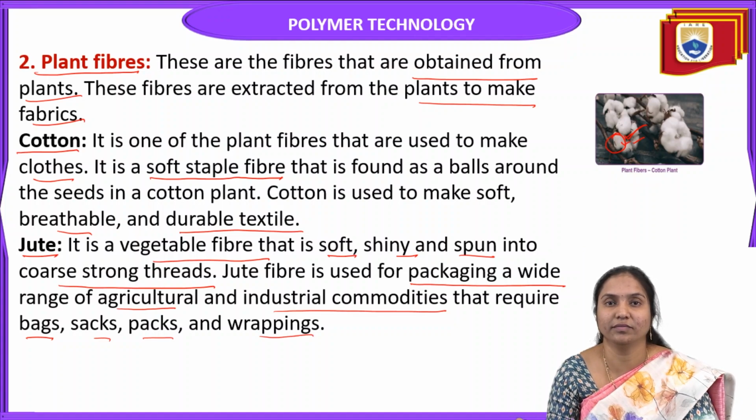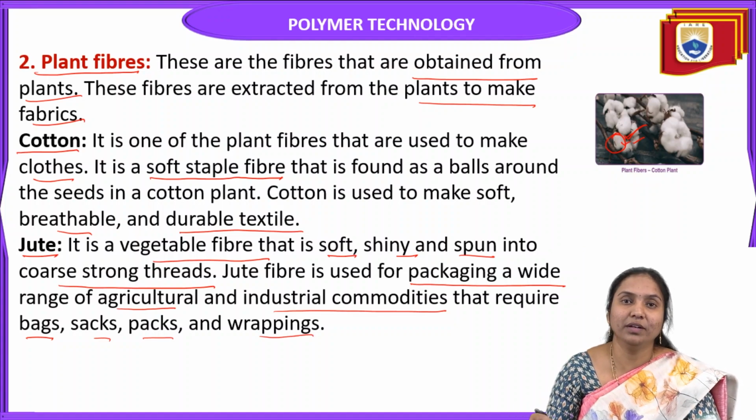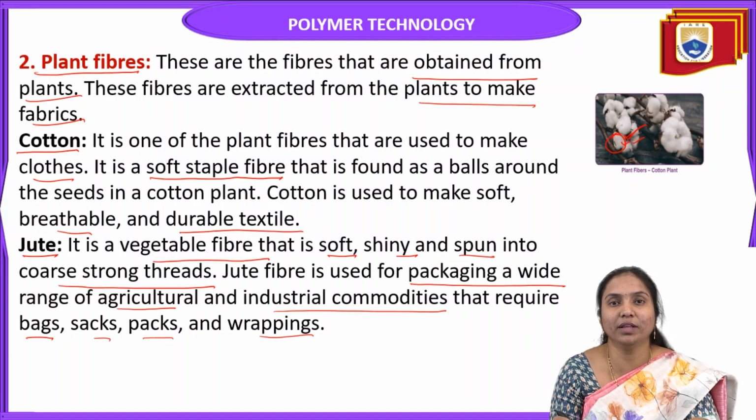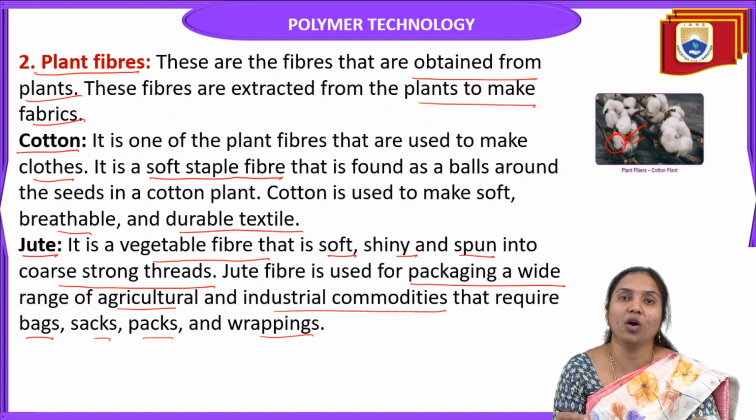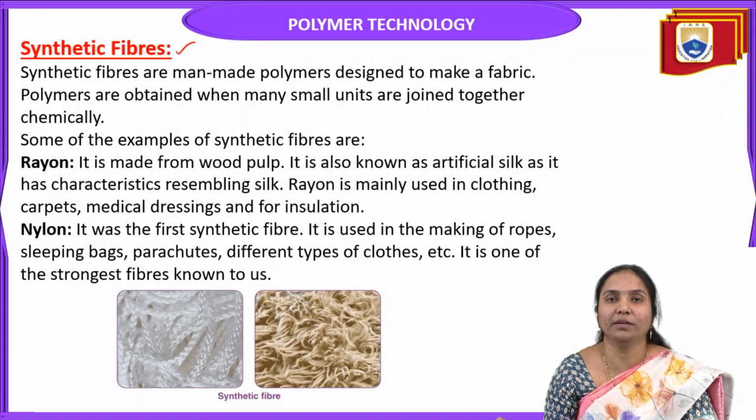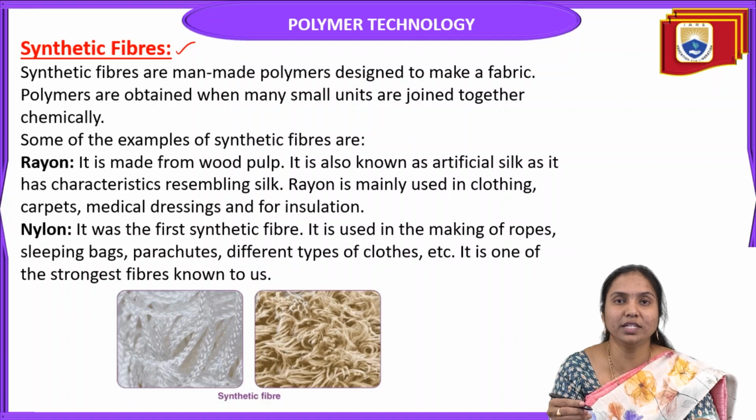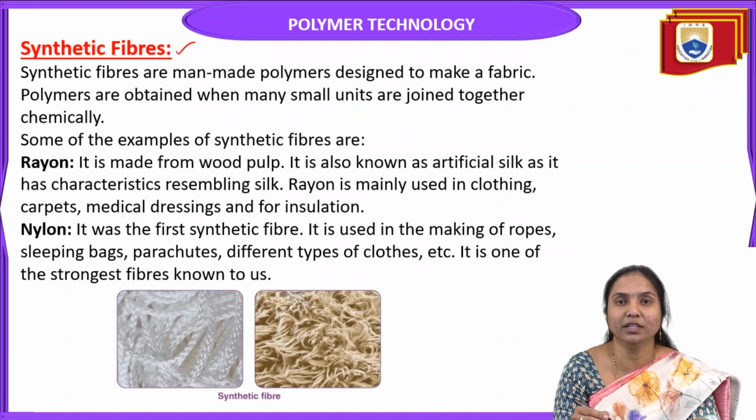So plant fibers are obtained from plants. These fibers are extracted from plants to make fabrics. The best examples are cotton and jute, two plant fibers used to make clothes. Next, the second type is synthetic fibers. Based on origin, fibers are classified into two types, natural fibers and synthetic fibers.